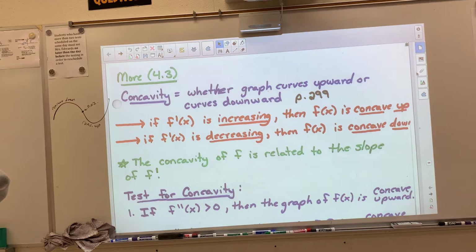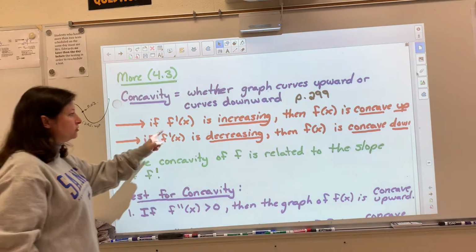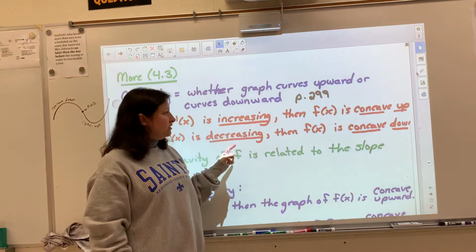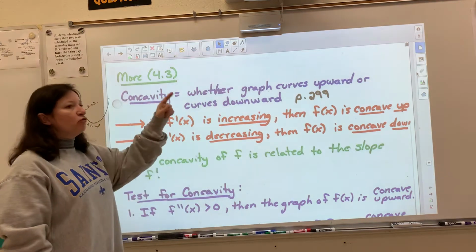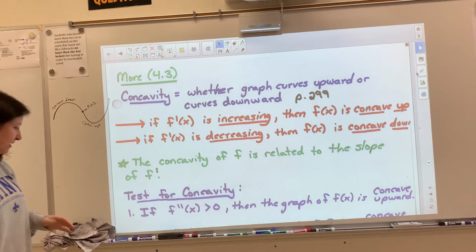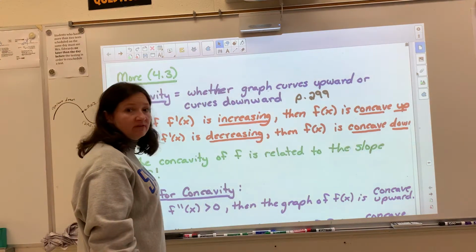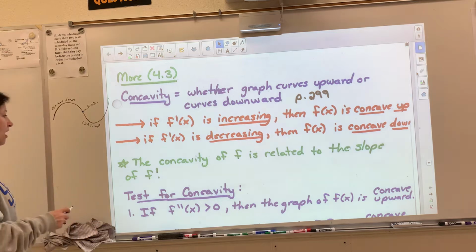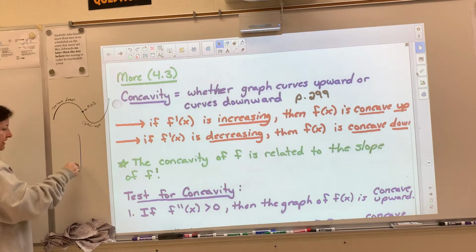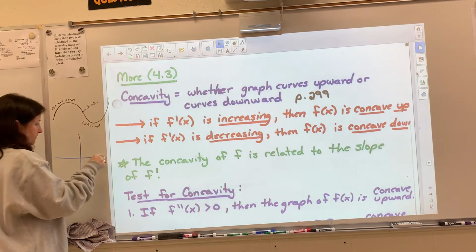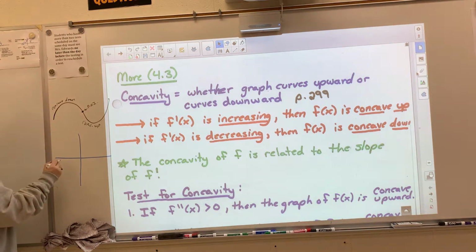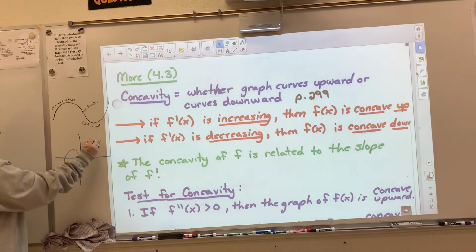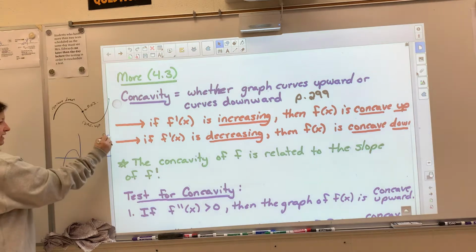So if the first derivative is increasing, then the original will be concave up. Let's think about that. If the first derivative is increasing, then the original will be concave up. What is that saying? Let's suppose we have, here, this will be my original. So my original is going to be an x cubed function. So here's f.